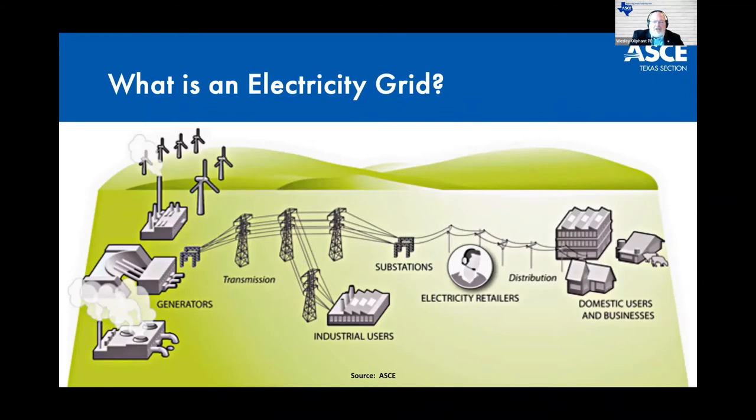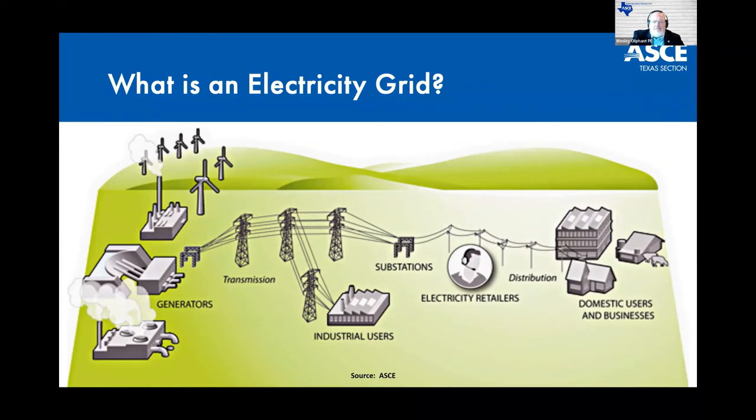And then substations, these are the connecting points of all the transmission circuits and where the high voltage transmission steps down into lower voltages that can then be distributed further down the line. Within ERCOT, there are about 5,000 substations that are the connecting points. These are the highway intersections, so to speak, of all the transmission lines that travel through Texas.